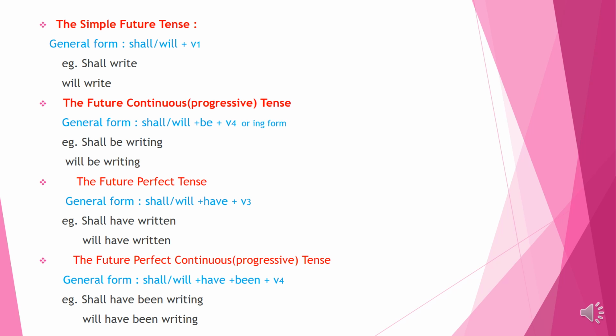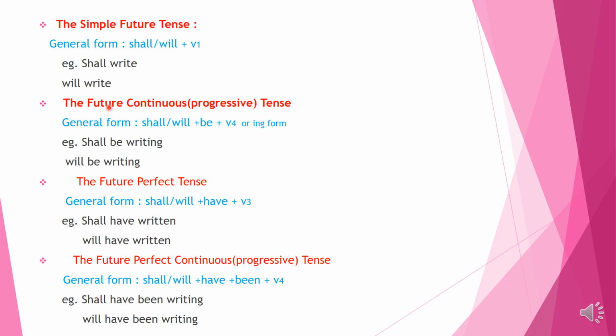The general form of simple future tense is shall or will plus V1. V1 means the first form of the verb. Generally, we use shall with the subjects I and we, and with the other subjects we use the helping verb will. Example, shall write, will write.